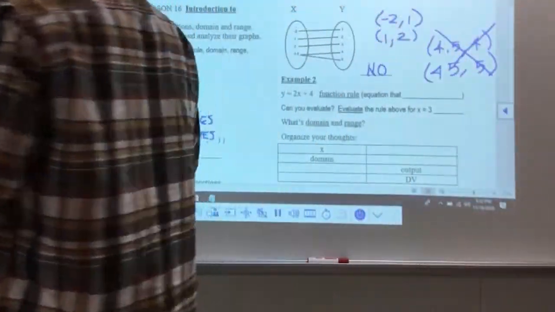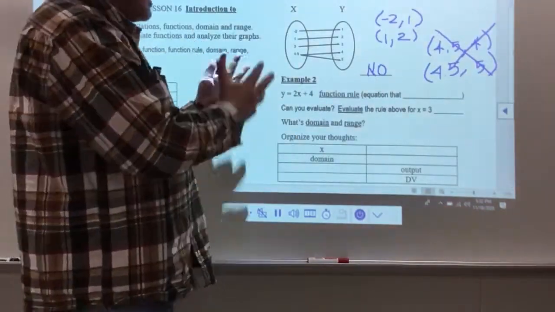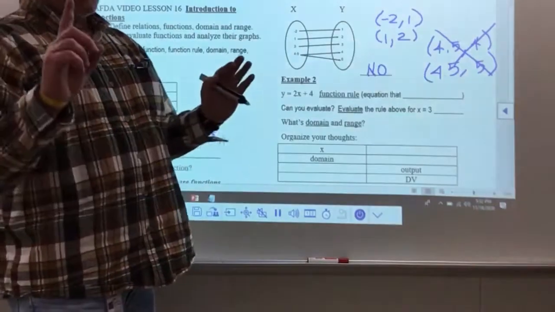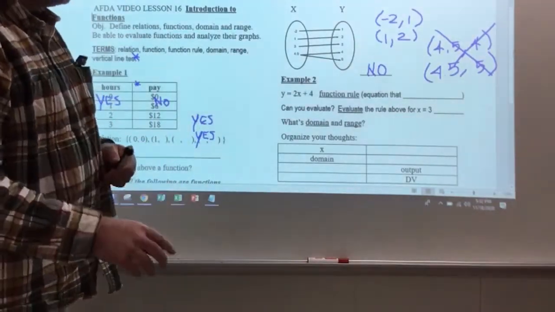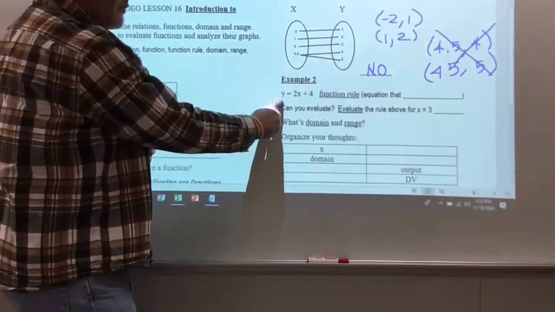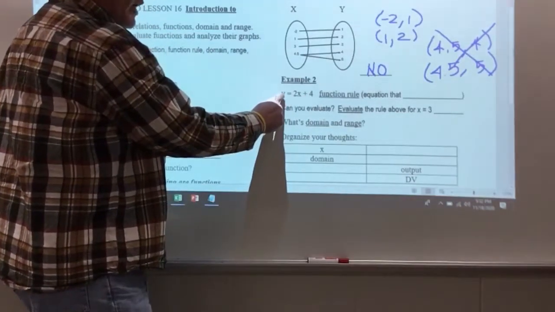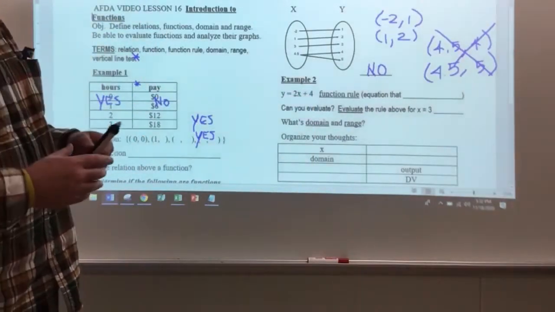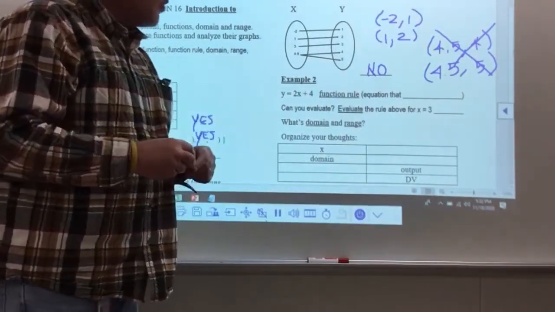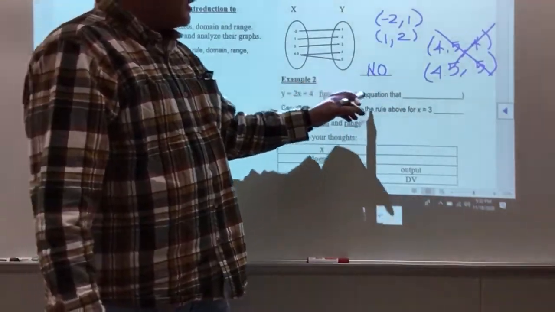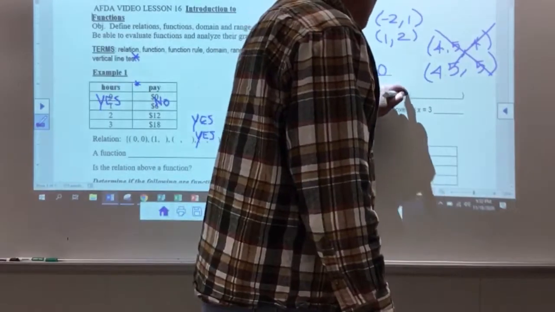So there's different ways we can look at functions, all kinds of ways. Relations, table values, mapping, and we'll see graphing here in a second. But let's talk about example 2, a function rule. So notice this might look familiar to you. This is just an equation, y equals 2x plus 4. We've looked at those equations. That's in a great form. So a function rule is just an equation that represents a function.